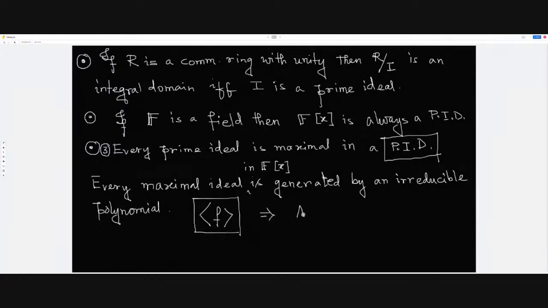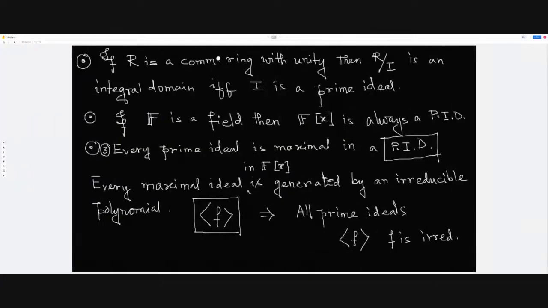This implies all prime ideals also have to look like this, where f is irreducible. The definition of irreducibility is something you understand by taking a factorization of the polynomial. If there's a factorization of the polynomial, then one of the factors has to be a unit. That is the definition of irreducibility.